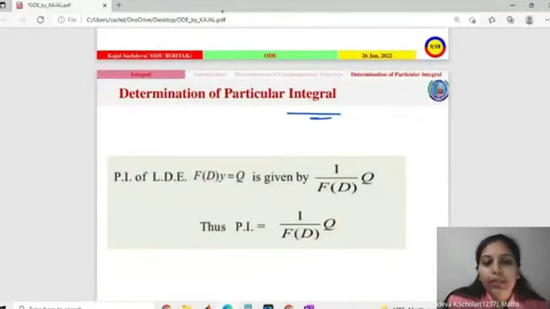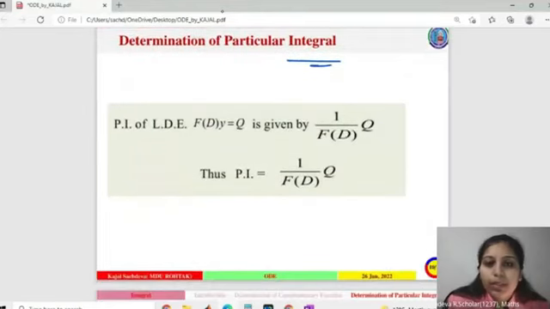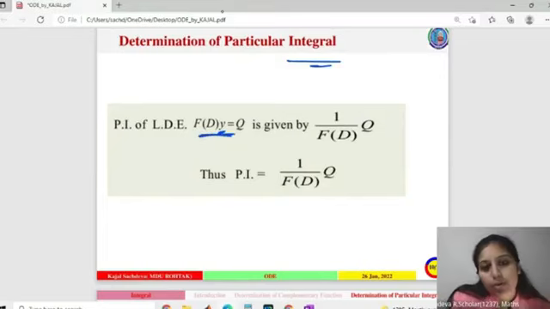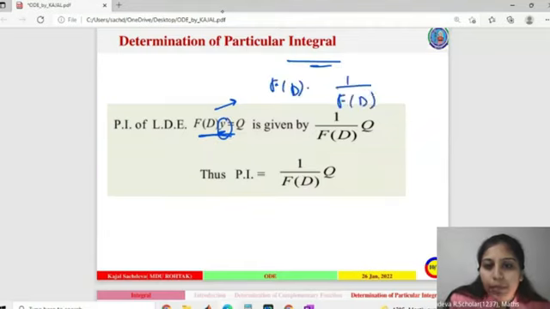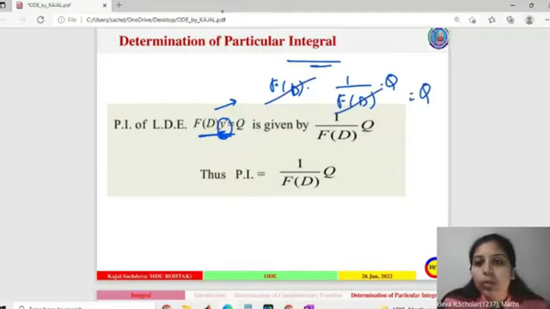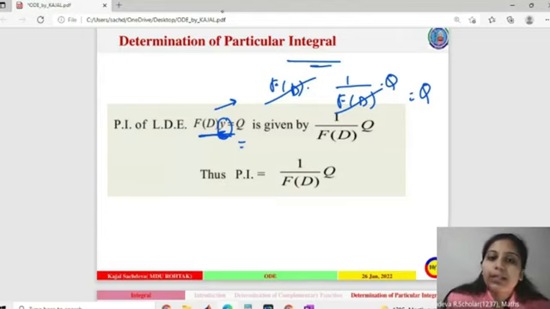Now, determination of the particular integral. How do we find the particular integral? We know that the particular integral is the solution of this equation, the combined homogeneous and non-homogeneous solution. If we replace y by (1/f(D)) Q and cancel, we get the right-hand side equal to the left-hand side. So for finding the particular integral, we just apply the formula 1/f(D) Q.